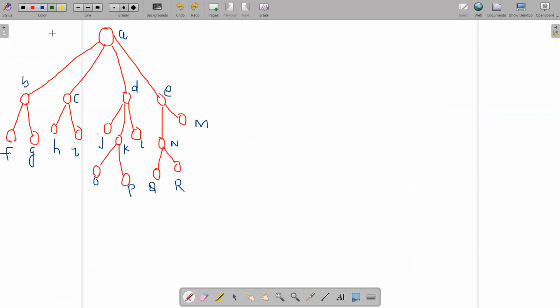Suppose that this is the given tree, and we need to return the answer vector. This answer vector is of size n, so we have to return a value for all the nodes. Suppose for a certain case we have to fill the answer of i. What is the meaning of this answer of i? Suppose this is the ith node. What is the answer of i value?